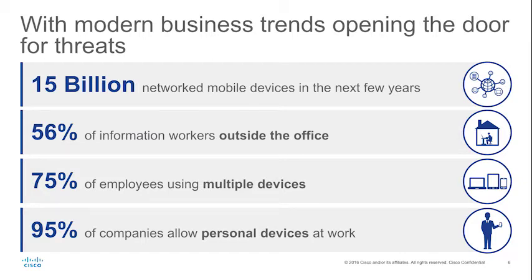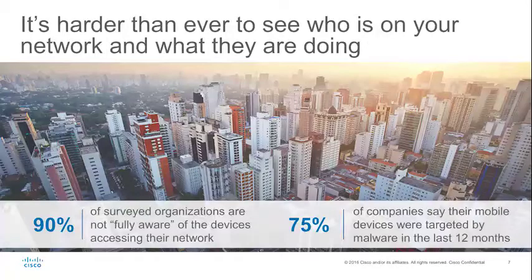This means that it's harder than ever to see who and what is on a customer's network. As more and more employees use their personal devices for work, organizations start to lose sight of exactly what and who is on their network. A recent report noted that 90% of surveyed organizations were not fully aware of the devices accessing their network. These blind spots quickly translate to security threats. Basically, if a company can't see what is accessing their network, it's going to be an even bigger challenge to secure it across all devices and all users for proactive protection against threats.